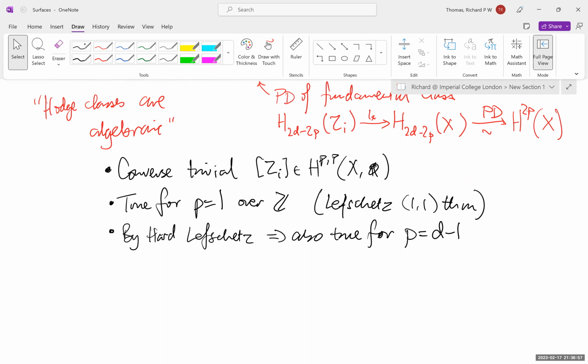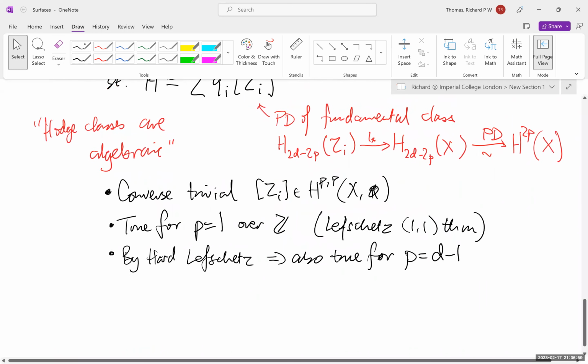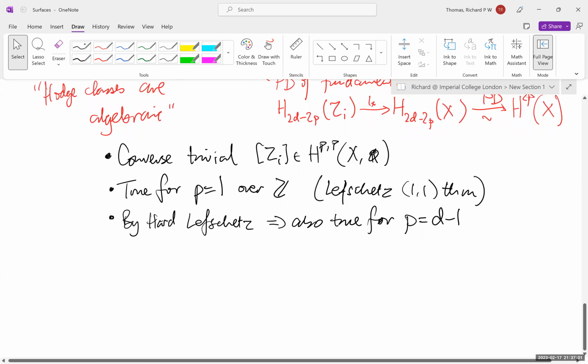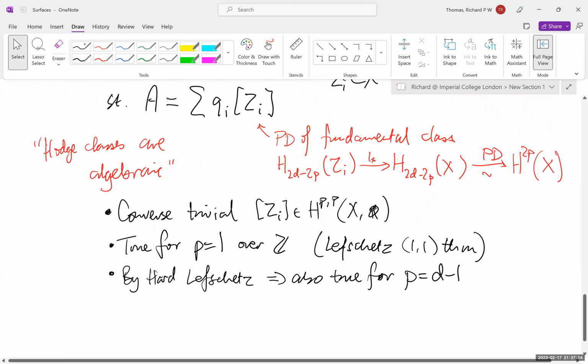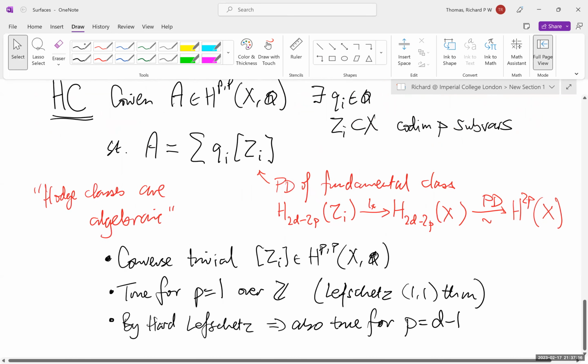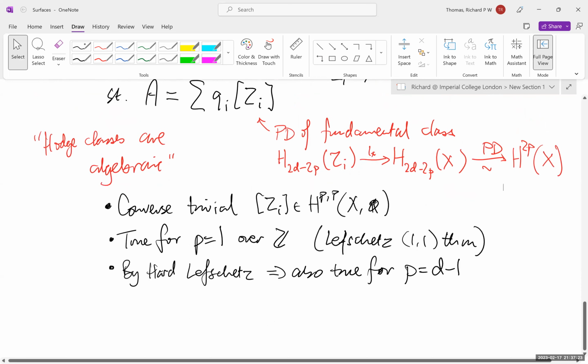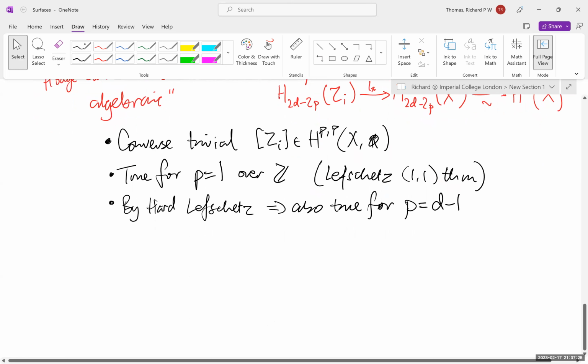Associated to a curve class, an H^{2d-2} class, you write it as an intersection of hyperplanes times a divisor, and then you produce the divisor by the Lefschetz (1,1) theorem. So hard Lefschetz tells you that when p is d-1, all these classes A can be written as an intersection of H classes, hyperplane classes, times a divisor class, which we've already handled by Lefschetz (1,1).